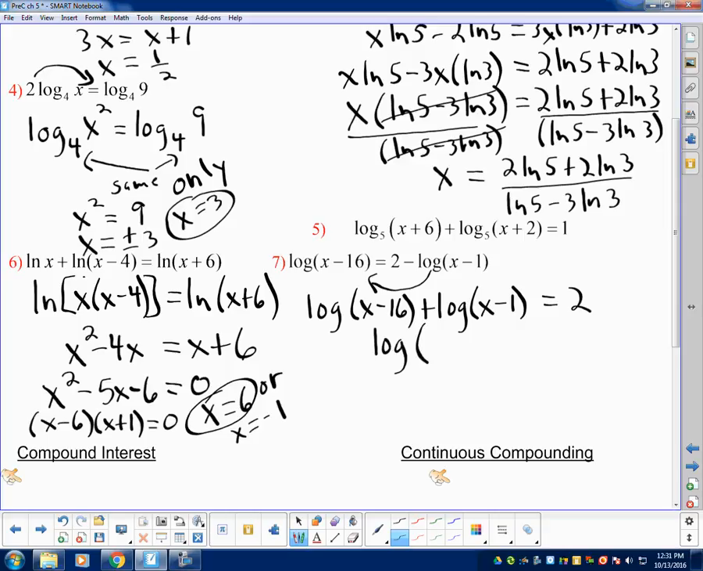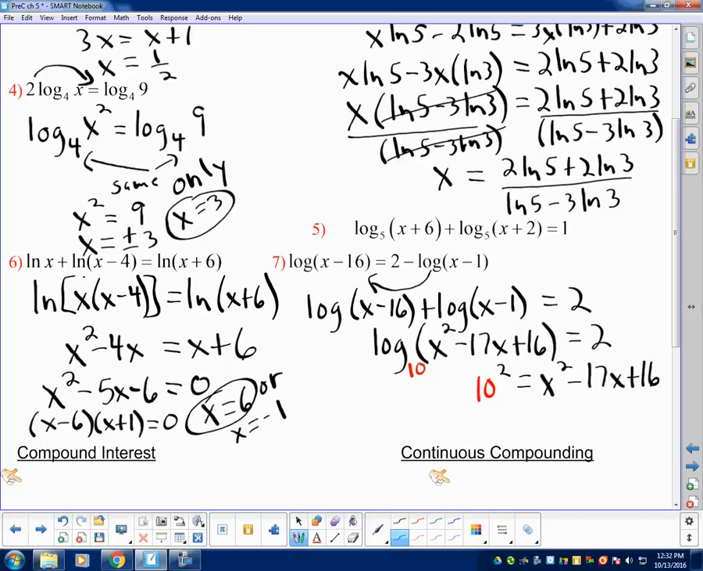Let's go ahead and do the multiplication. Can you do the FOIL? X squared minus 17x plus 16. That one's not too bad. Equals 2. And then on this particular problem, I have a logarithm on one side and something that's not the same log on the other. So I can't use the tactic I used on number 6, but I can use my definition. If I write this in a different color here, here's my 10. So that would mean 10 to the second equals x squared minus 17x plus 16.